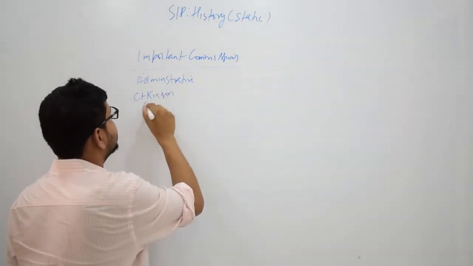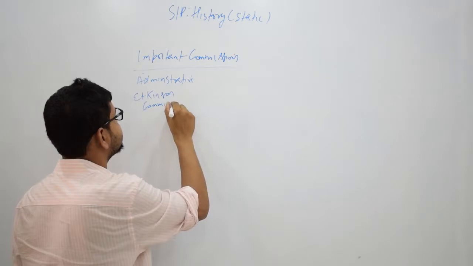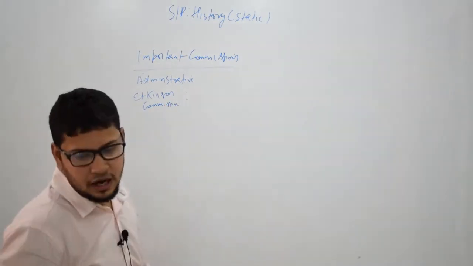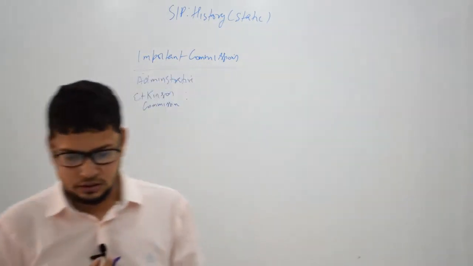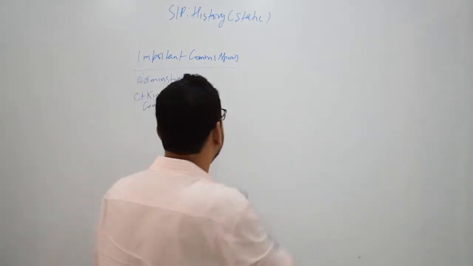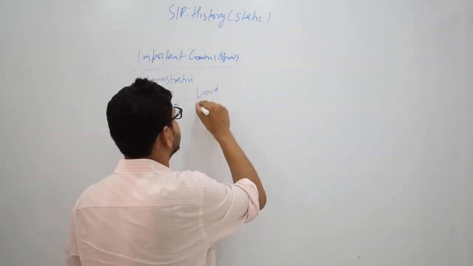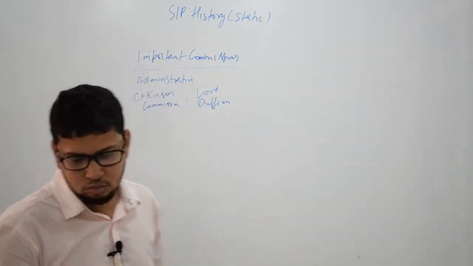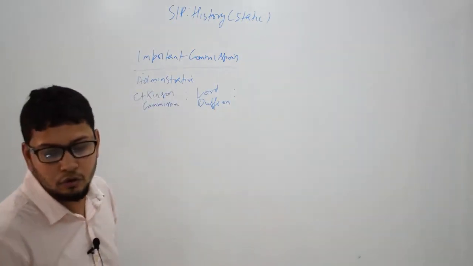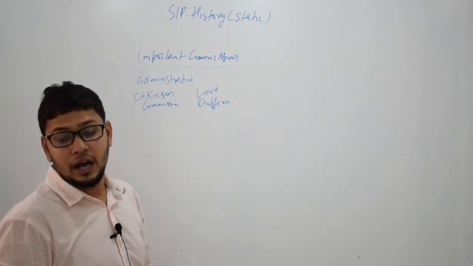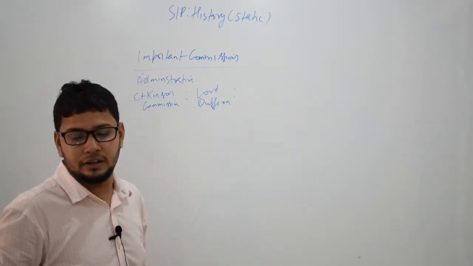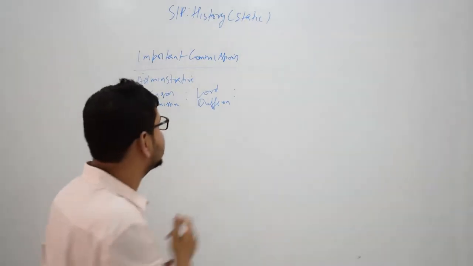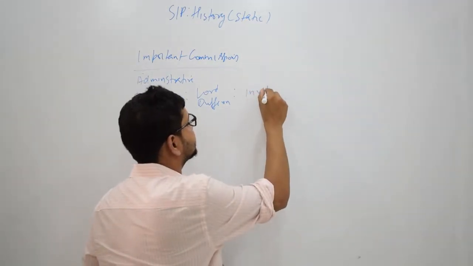So Atkinson Commission. This Atkinson Commission was introduced during the time of Lord Dufferin, and the focus of the commission was that it recommended involvement of more Indians in the civil services.